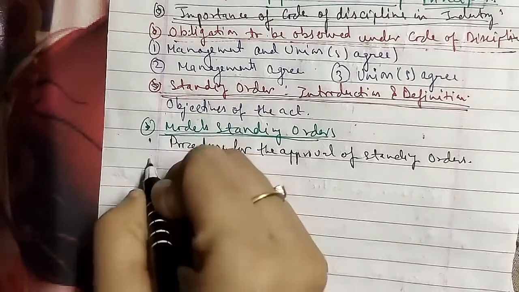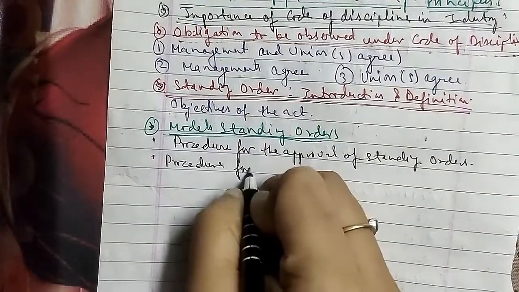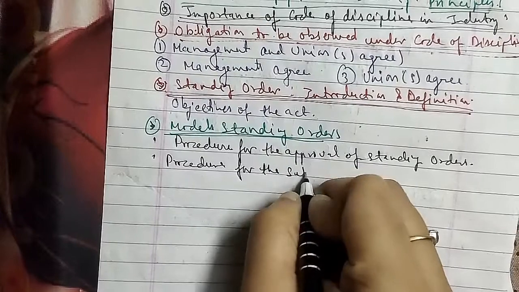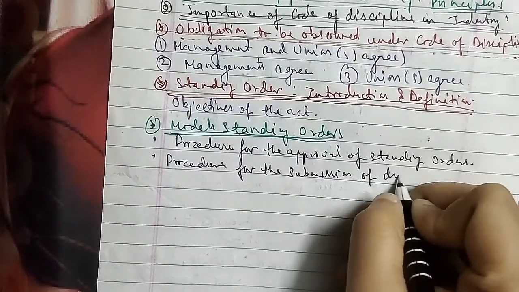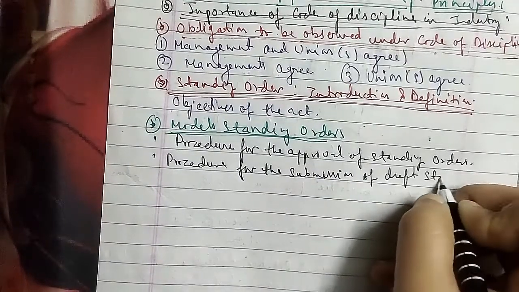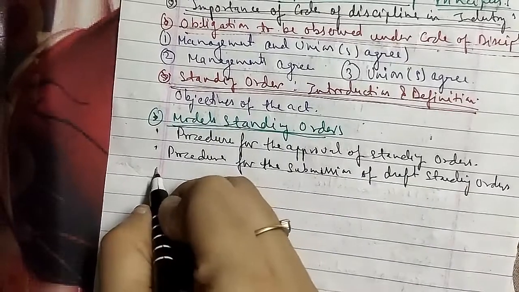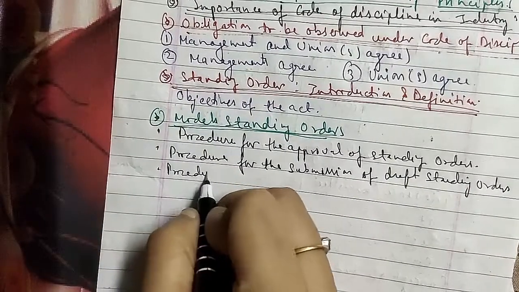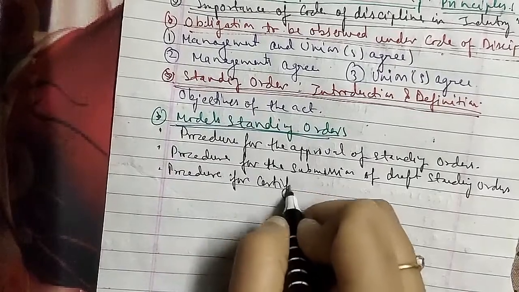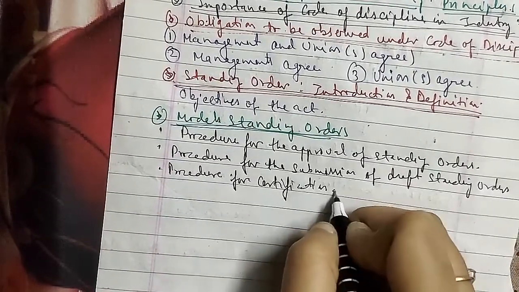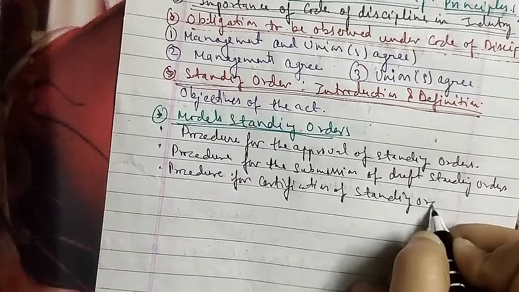That is, the procedure for the submission of draft standing orders. The next is the procedure for certification of standing orders, that is, the procedure for adoption here as well.